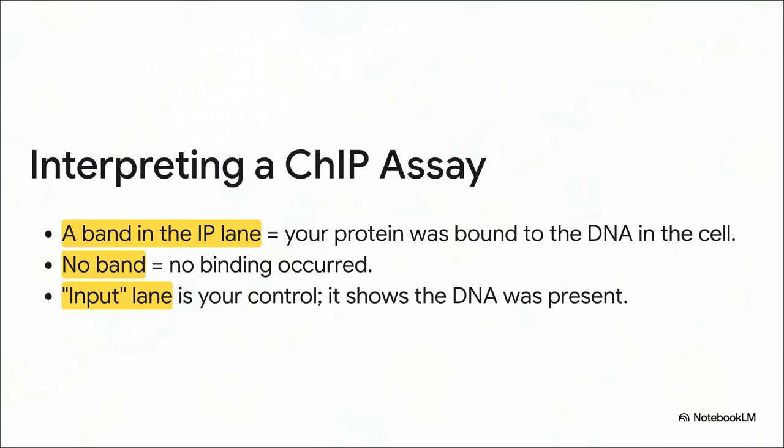Here's your simple checklist for reading a ChIP. First, look at the input lane. That's just your control. A band there just proves that the DNA you're looking for was actually in your sample to begin with. The most important lane is the IP lane, for immunoprecipitation. If you see a band in the IP lane, it means your antibody worked. It grabbed your protein, let's say DNA polymerase, and that protein was physically stuck to your DNA of interest. A band in the IP lane means binding happened inside the cell.